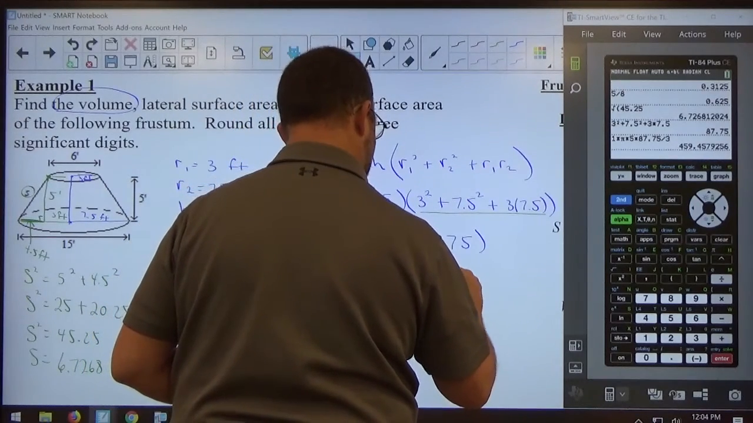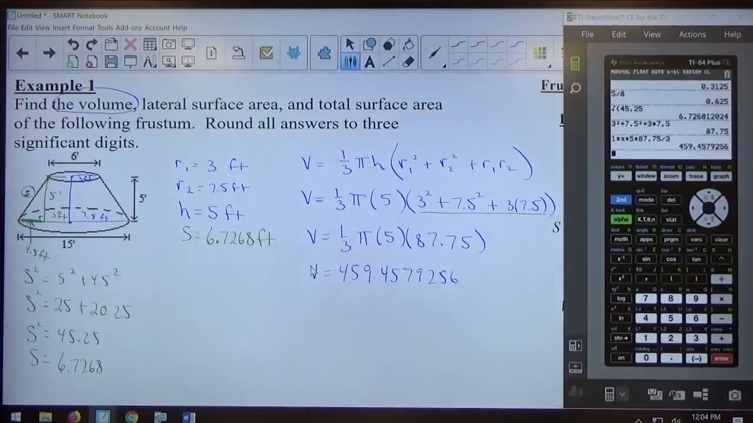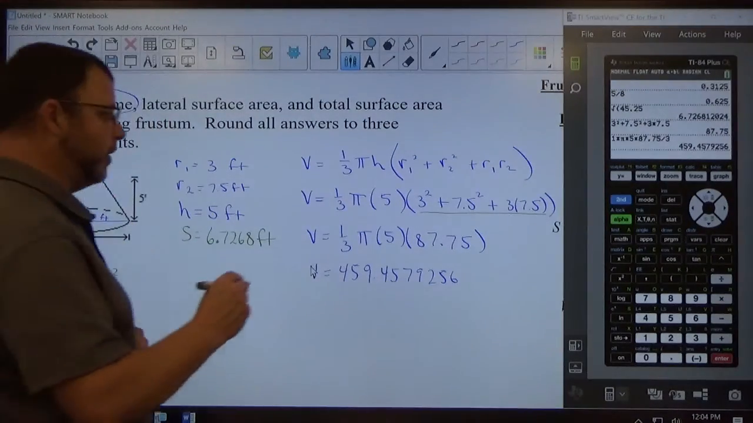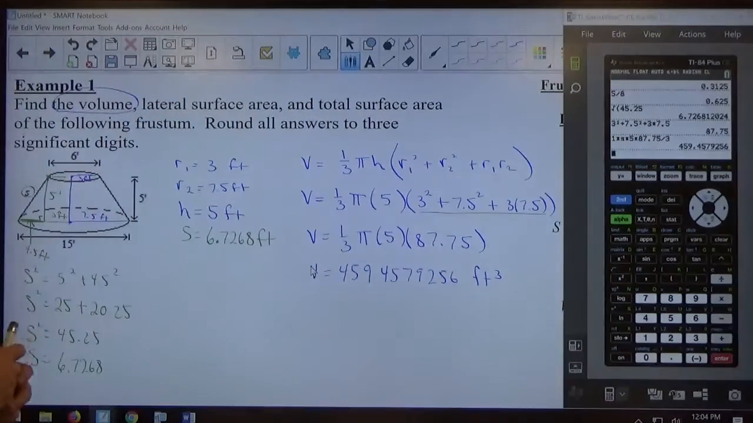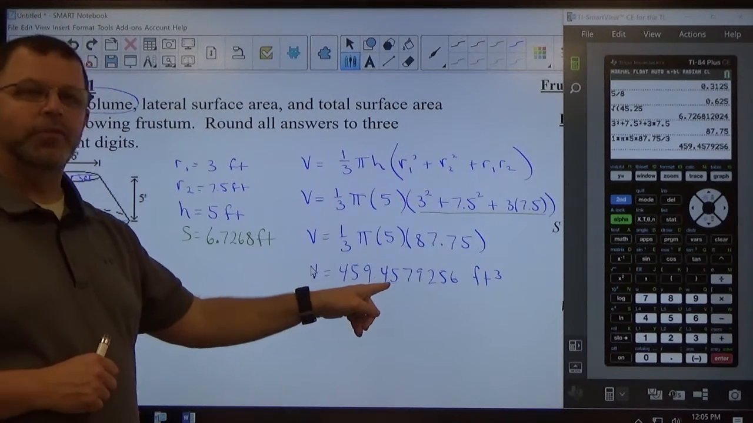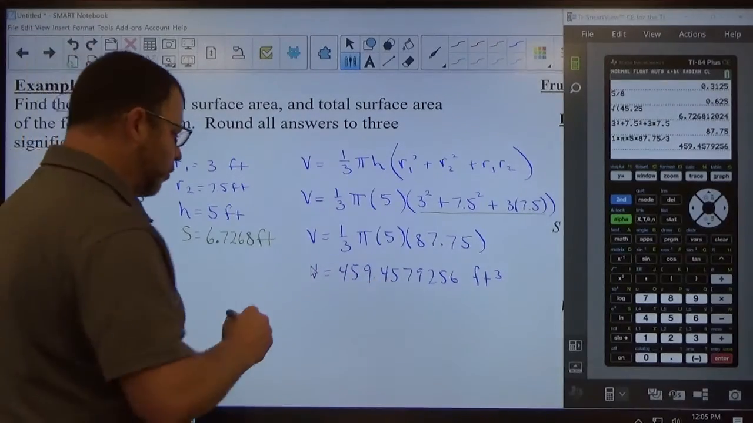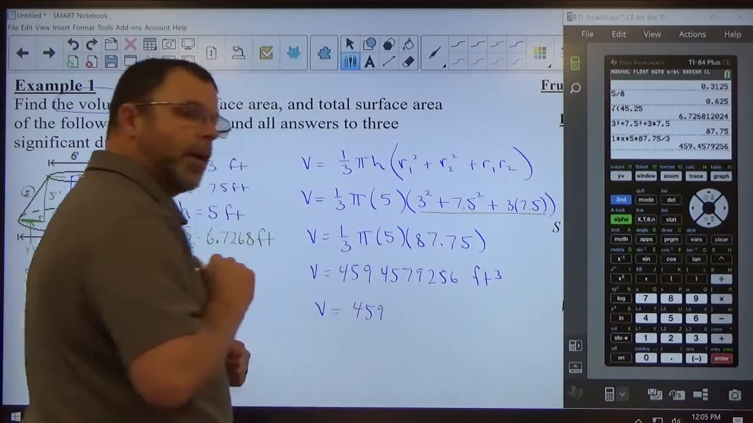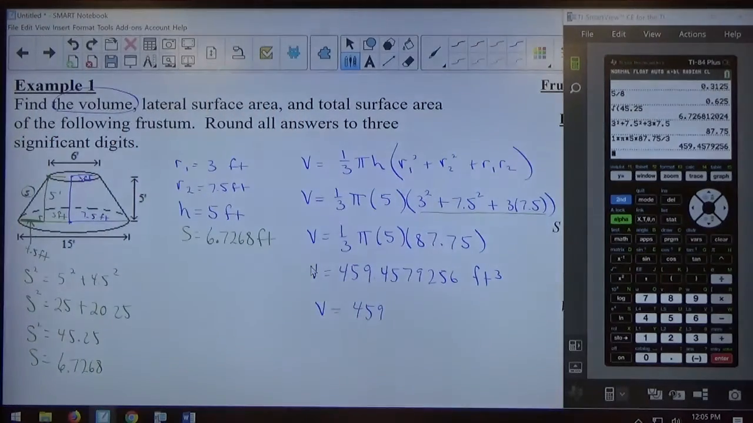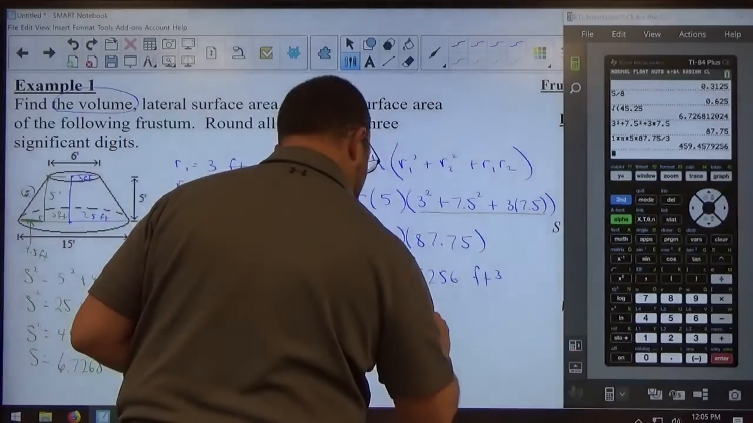The unit of length here is feet, and we did volume, so that'd be cubic feet. The last thing to consider is the significant digits. We want 3 significant digits. This rounds to 459. The next number is a 4, right? Since none of those digits is 0, they're all significant, so 459 is the right answer, 459 cubic feet.